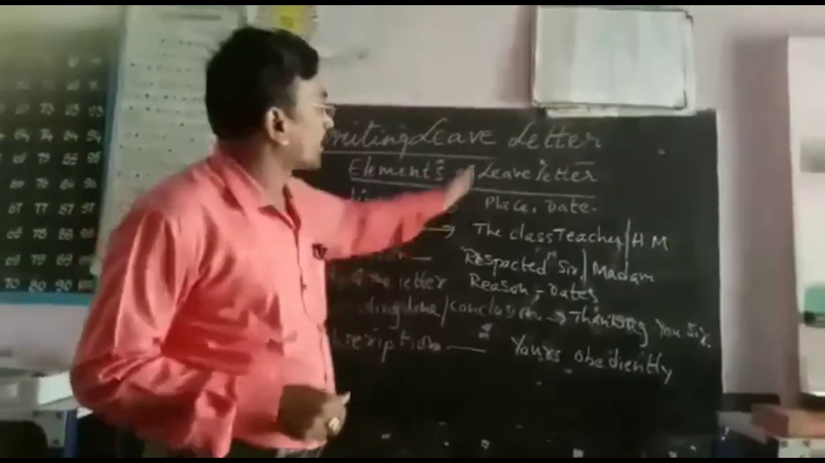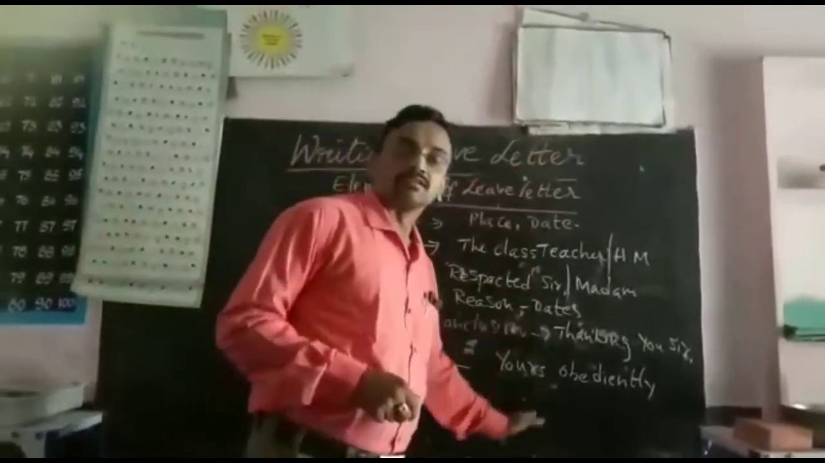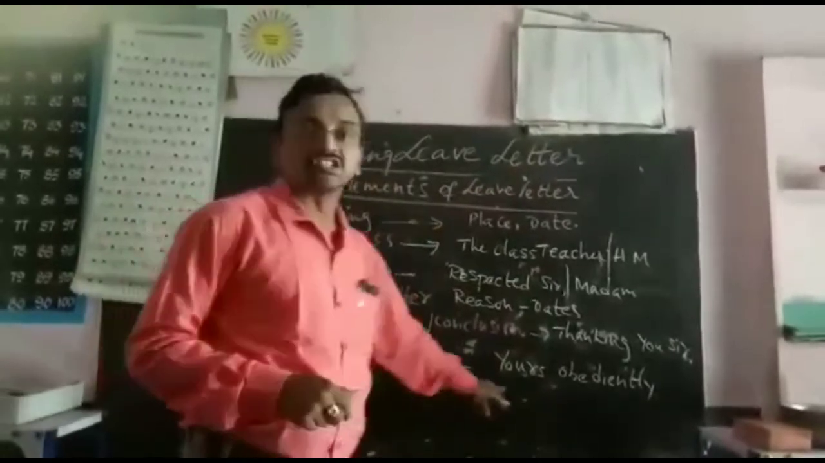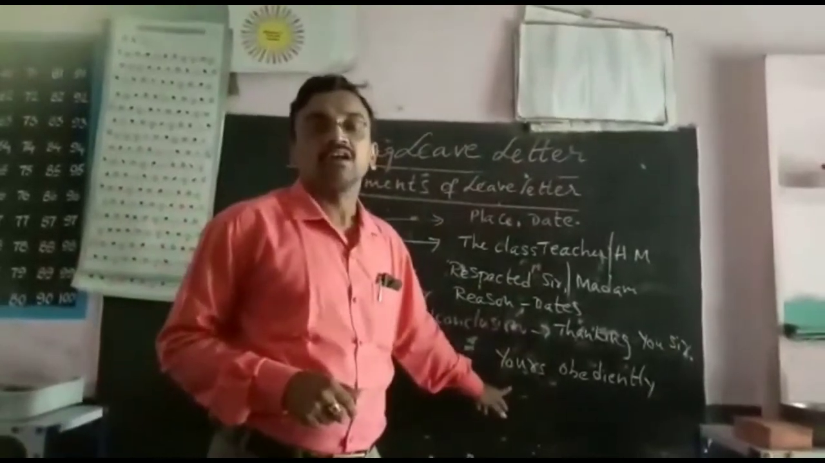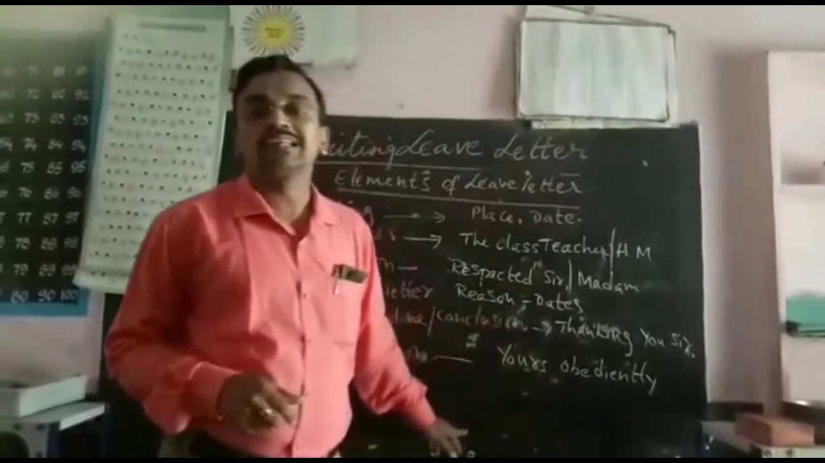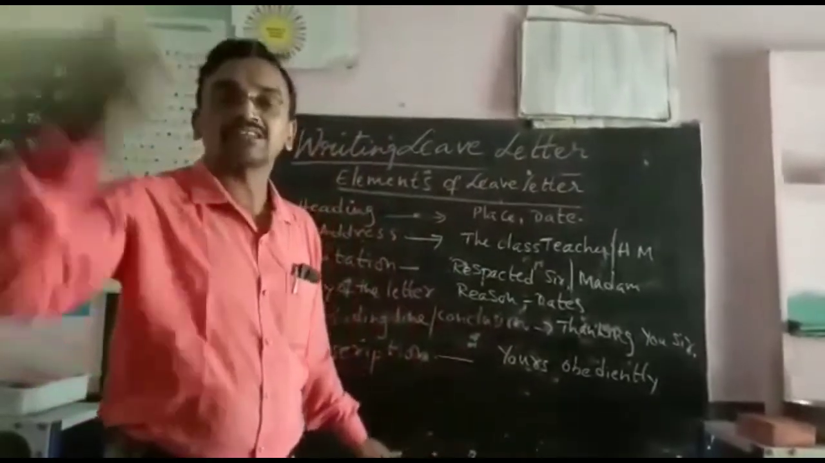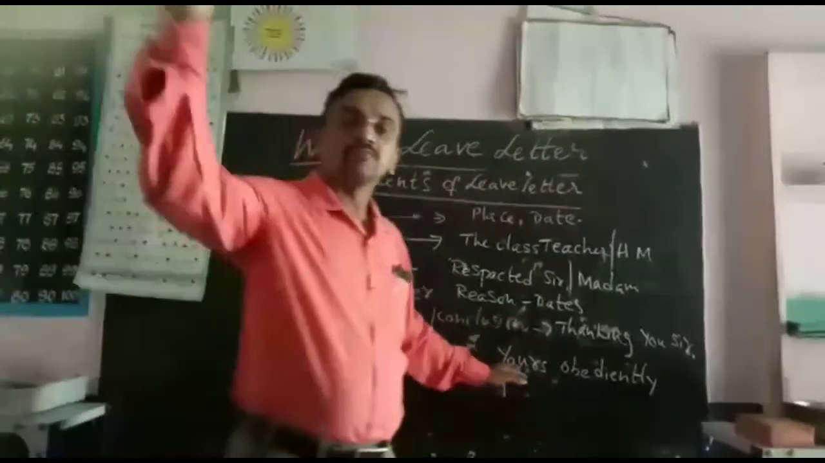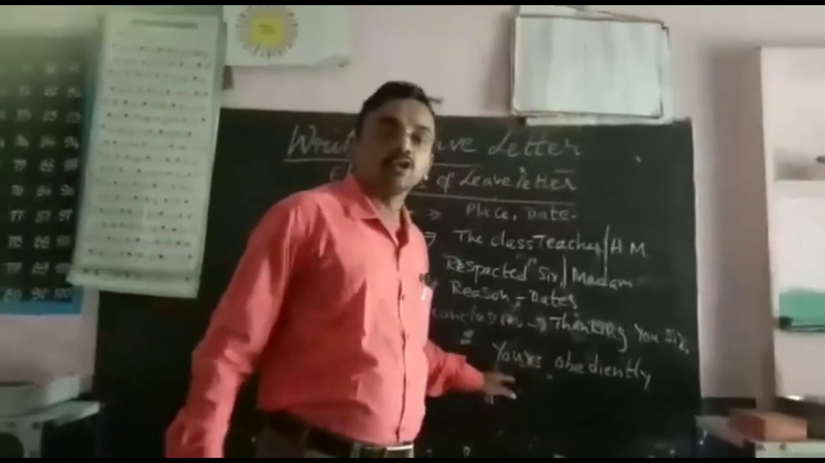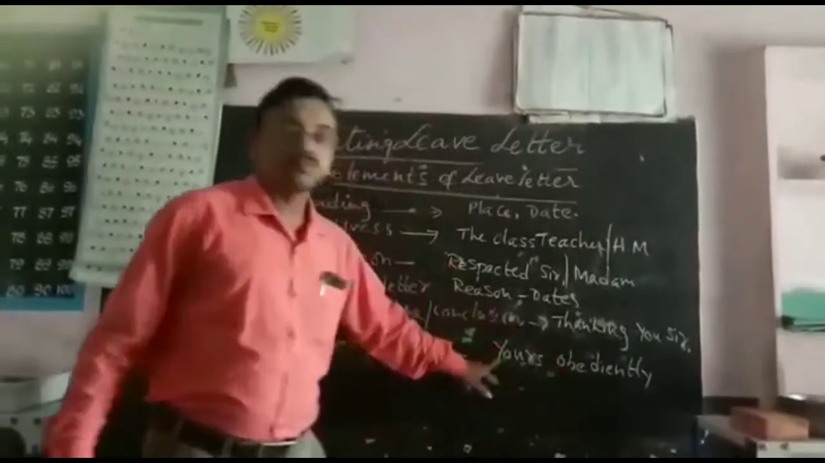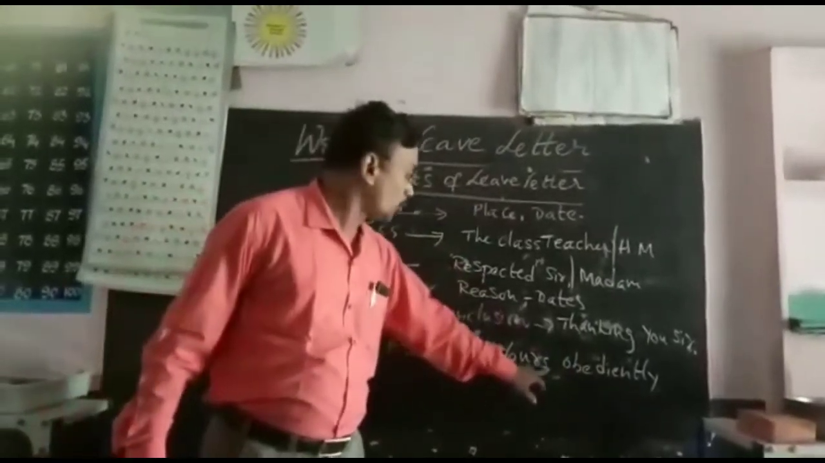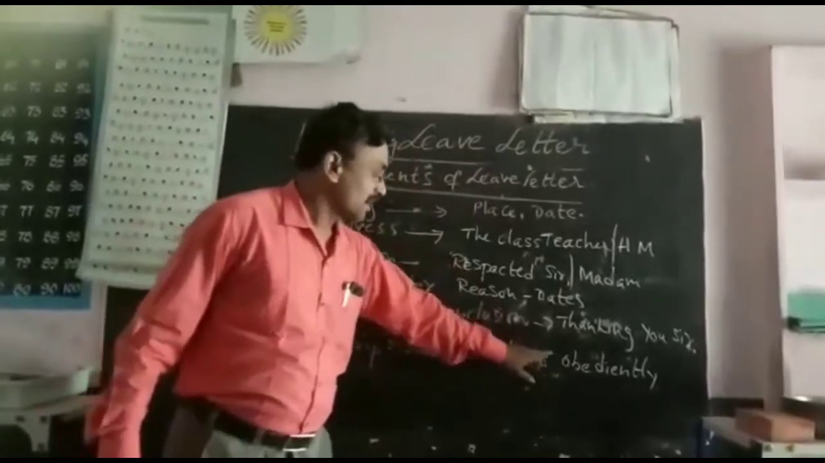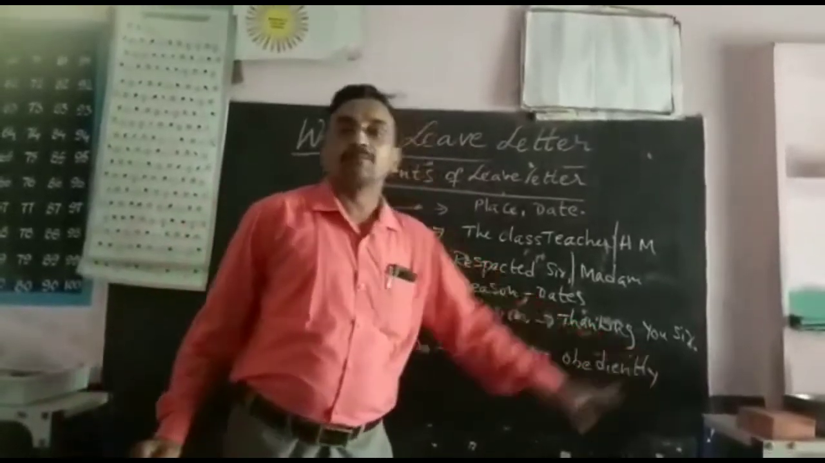Now coming to the right side. This is called subscription. Subscription is nothing but "Yours obediently," because you are writing to the class teacher. Sometimes you may be writing to the headmaster. Whatever it may be, "Yours obediently." Y should be a capital letter and there should be no apostrophe before S, and a comma after "obediently."